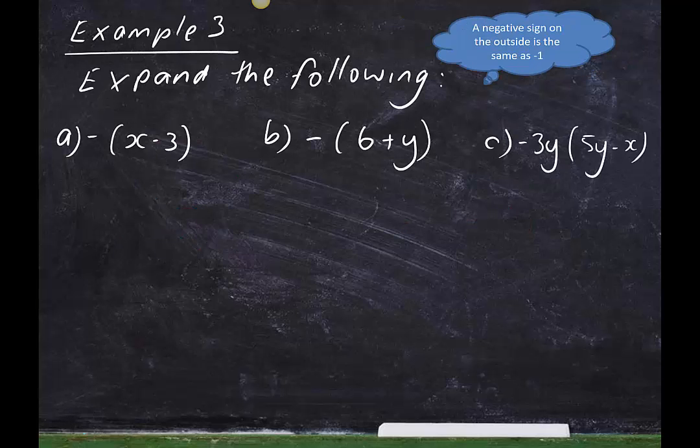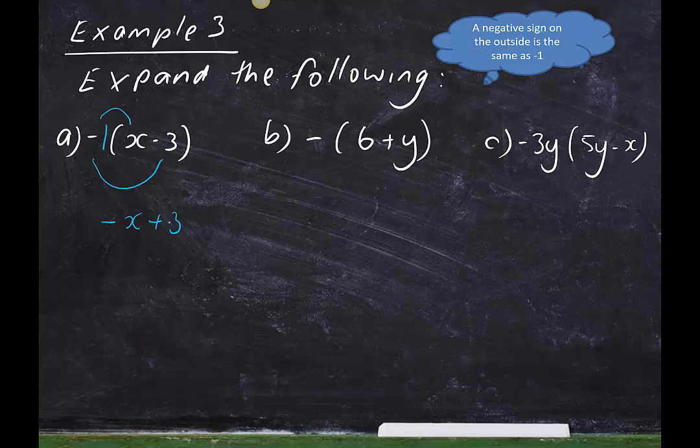Okay, A, we have minus outside of x minus 3. Minus is the same as minus 1. So here we have that invisible 1 again, but you can't see it, but it's there, okay? So it's minus 1 times x and minus 1 times minus 3. So minus 1 times x is minus 1x, which we can write as minus x. And minus 1 times minus 3 is plus 3.